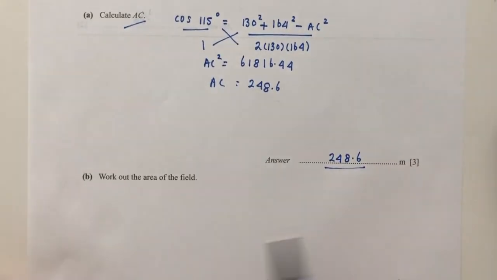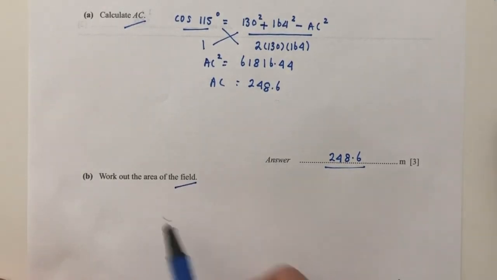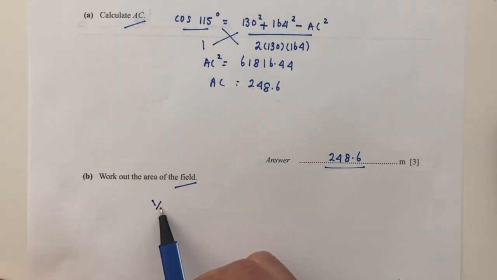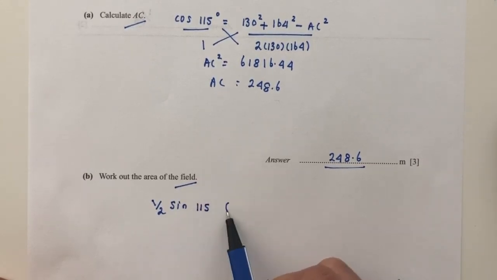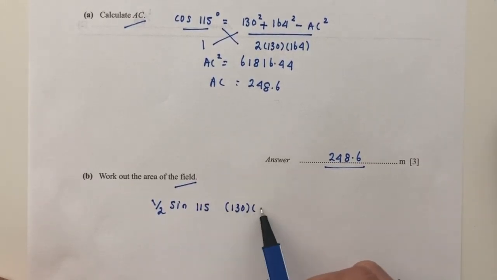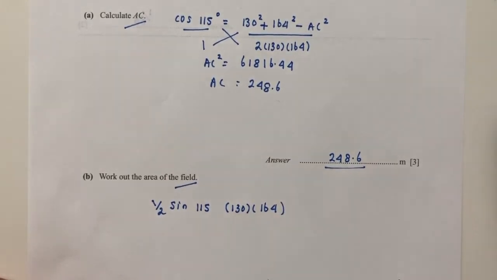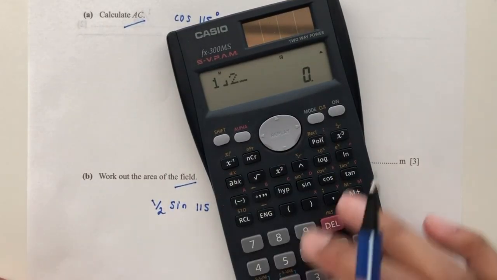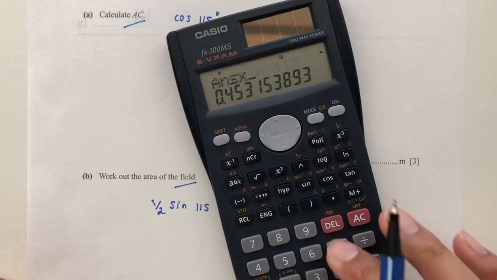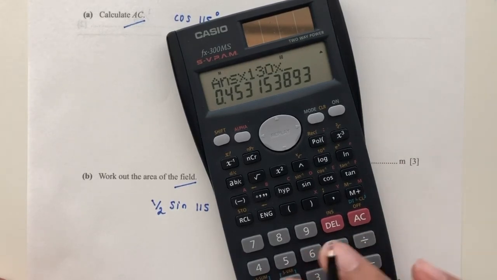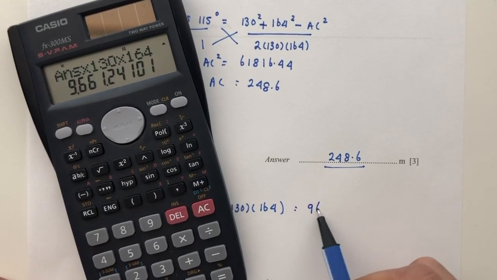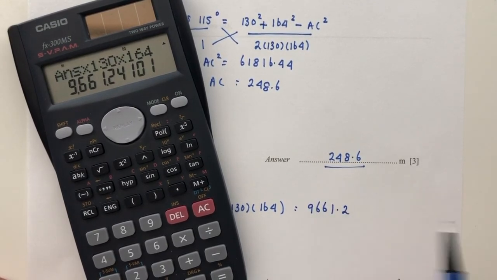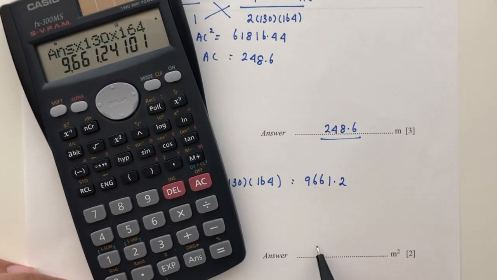Now for part B, work out the area of the field. Pretty easy. Area will be half sine of the angle in between, which is 115, times the two sides. That will be the area of the field. So half of sine 115 times 130 times 164. That will be 9661.2. 9661.2 will be the area of the field.